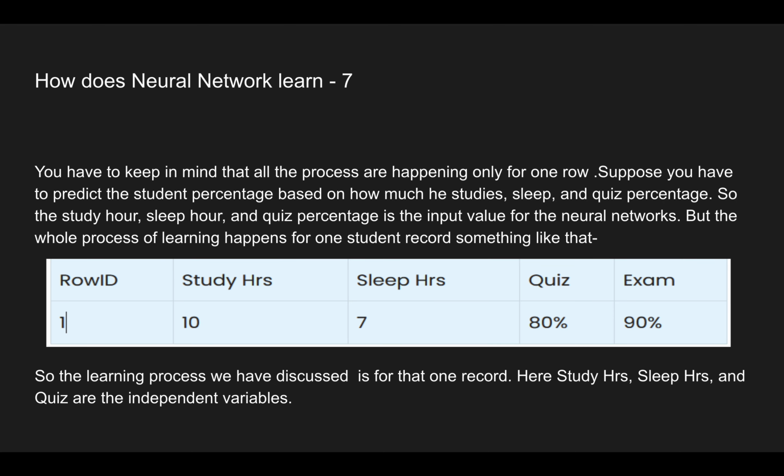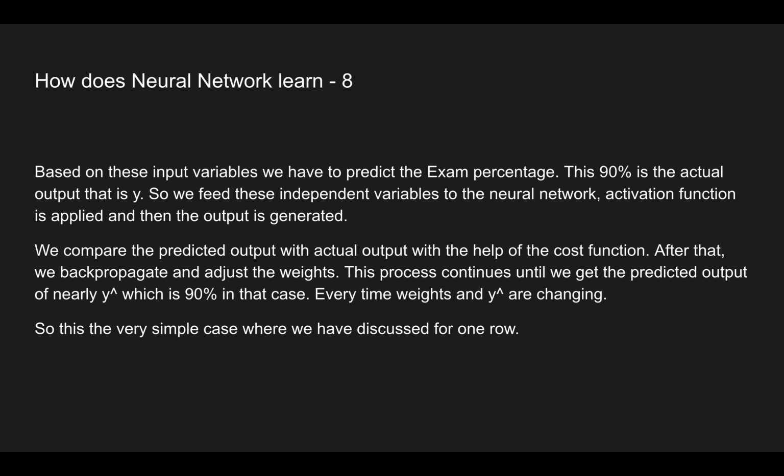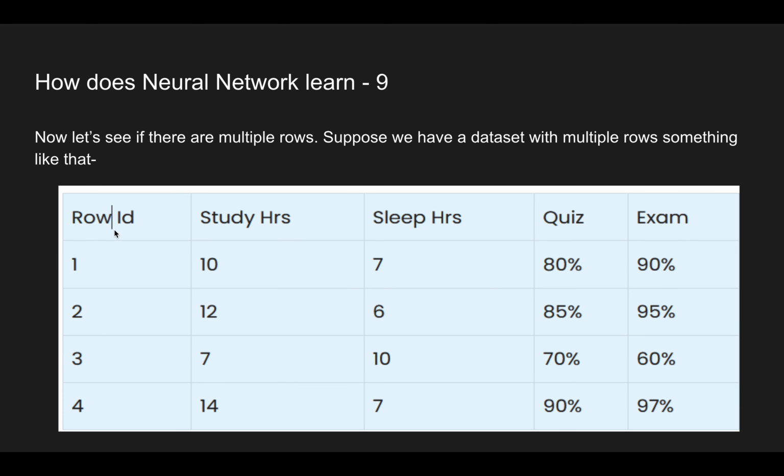I have taken a 4-row example. Here you can see you have a total of 4 rows. It is a really basic example you have to understand. Study hours, sleep hours, and quizzes are basically your features, and on the basis of these three features you are predicting how much score you will get in the exam. So these three features will go to your model.